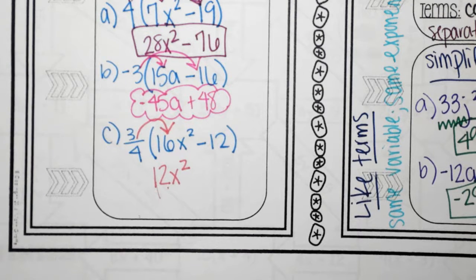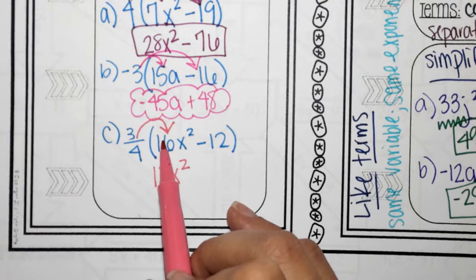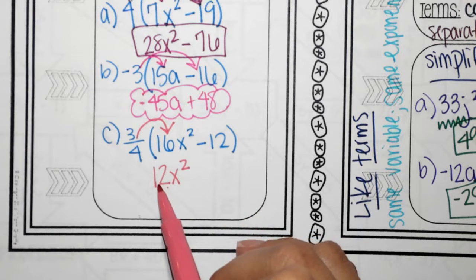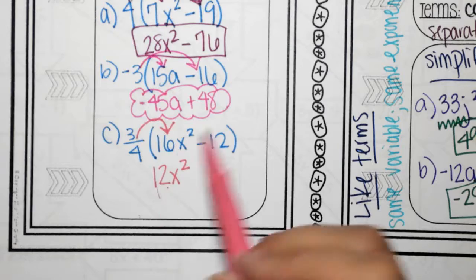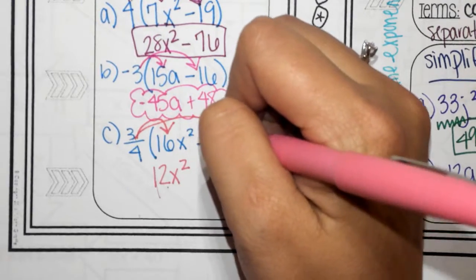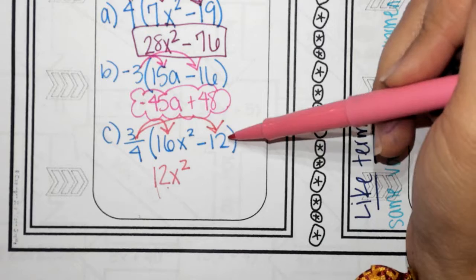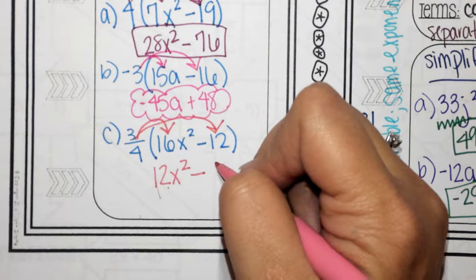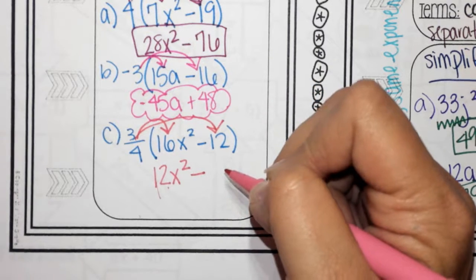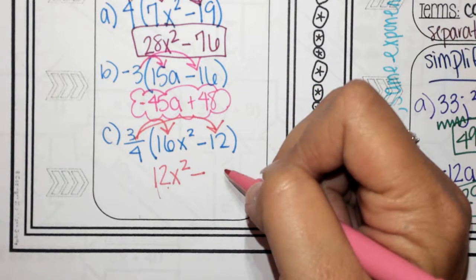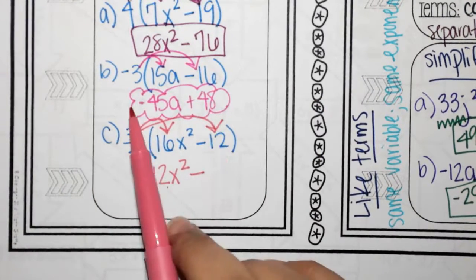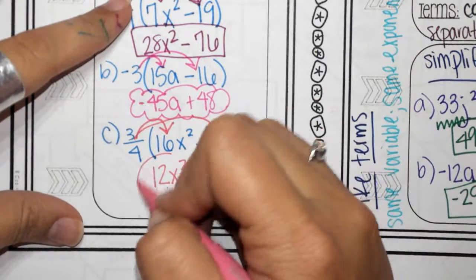4 times 3 is 12. I said 4 goes into 16. 4 times 3 gives me 12. Now watch the next one. 4 goes into 12 3 times. 3 times 3 is 9.